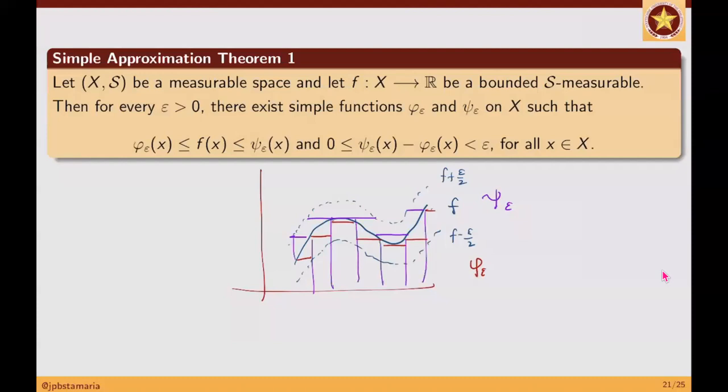Intindihan nyo? Meron kang overestimation tsaka underestimation. Just like the Riemann integral. Nagmumukha lang siyang Riemann integral kasi ang dinadrawing kong function mga continuous na functions. But if the function is quite complicated, the simple functions will be complicated as well. Mukha lang siyang pareha sa Riemann integral kasi yung mga functions nga na dinadrawing ko are nicely drawn.